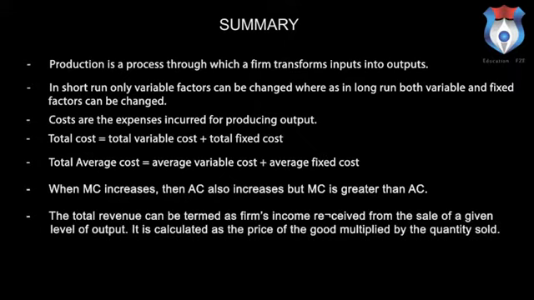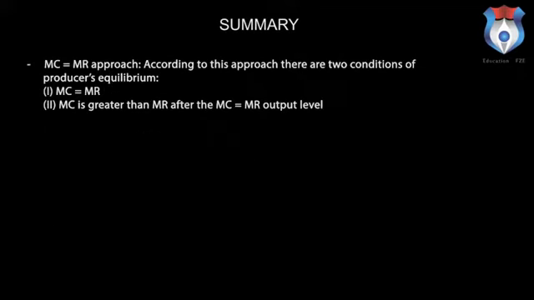The total revenue can be termed as firm's income received from the sale of a given level of output. It is calculated as the price of the good multiplied by the quantity sold. MC is equal to MR approach. According to this approach, there are two conditions of producer's equilibrium. MC is equal to MR. MC is greater than MR after the MC is equal to MR output level.